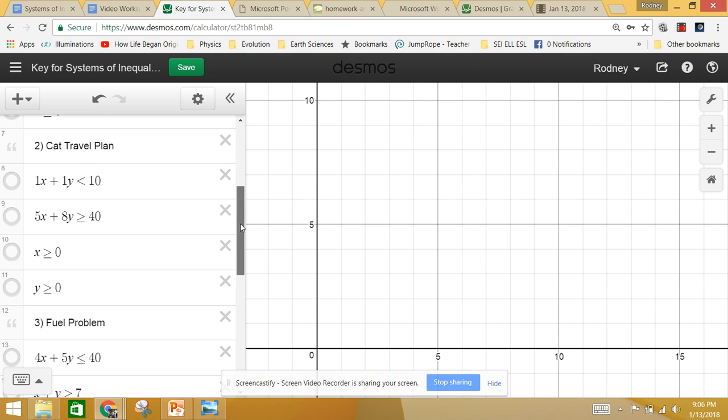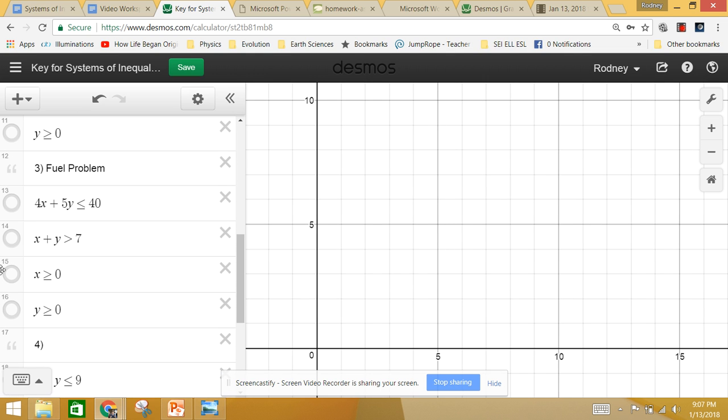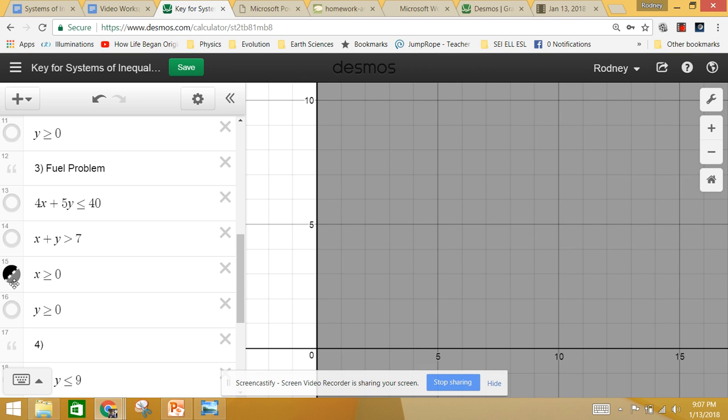So I go into the fuel problem. So x is greater than or equal to 0, which means the y-axis is included in everything to the right. So there's that inequality. And y is greater than or equal to 0.